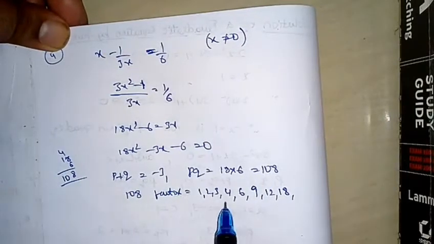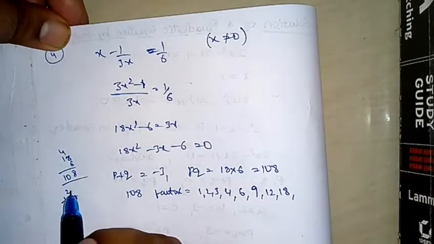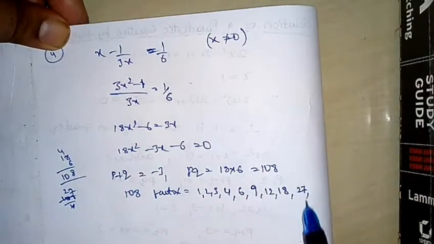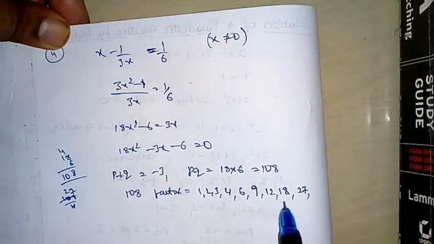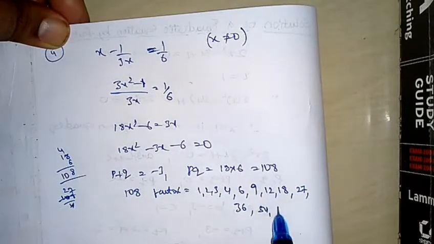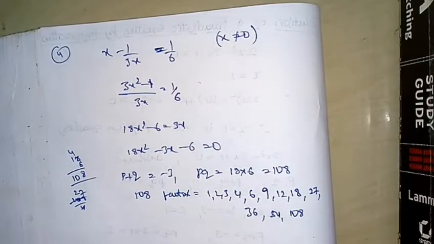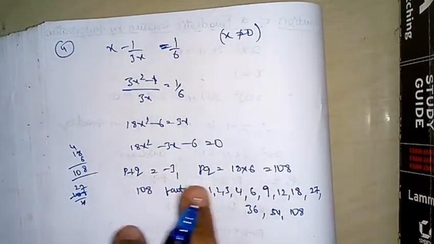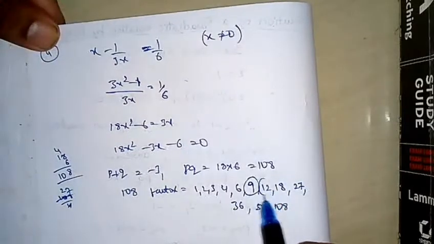Next, divided by 4, you get 108 by 4: 4 27s are 108. So next is 27. 4 3s are 12, 4 9s are 36, 4 18s are 54, 4 27s are 108. So from all these factors, choose two factors such that the sum is equal to minus 3 and the product is equal to 108. If you observe, you can take 9 and 12.